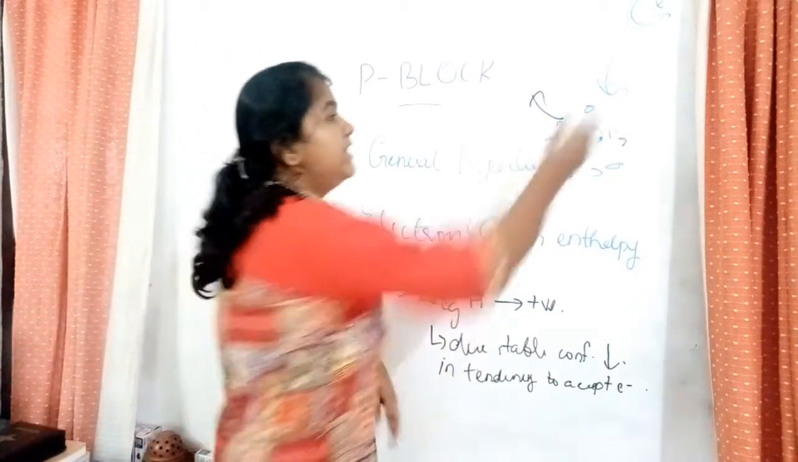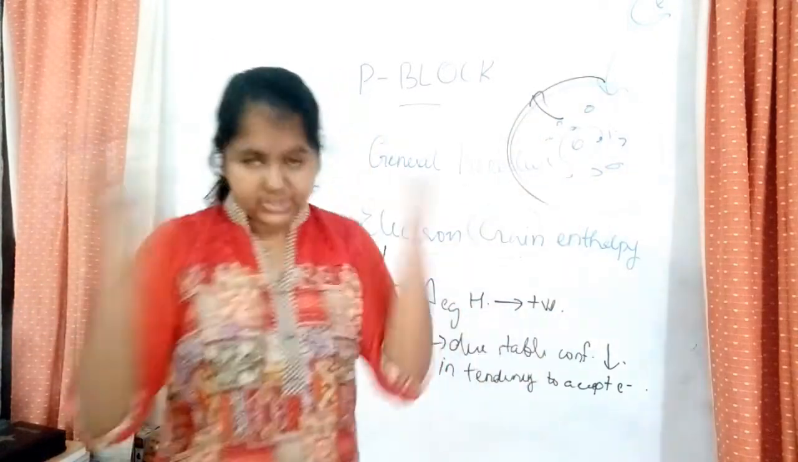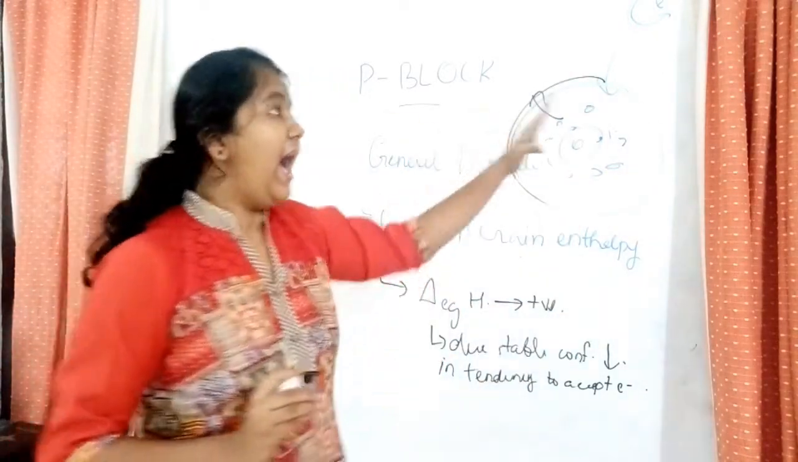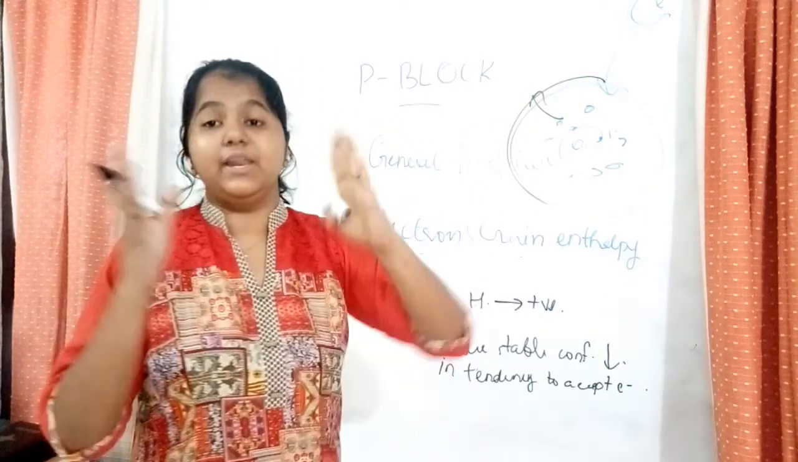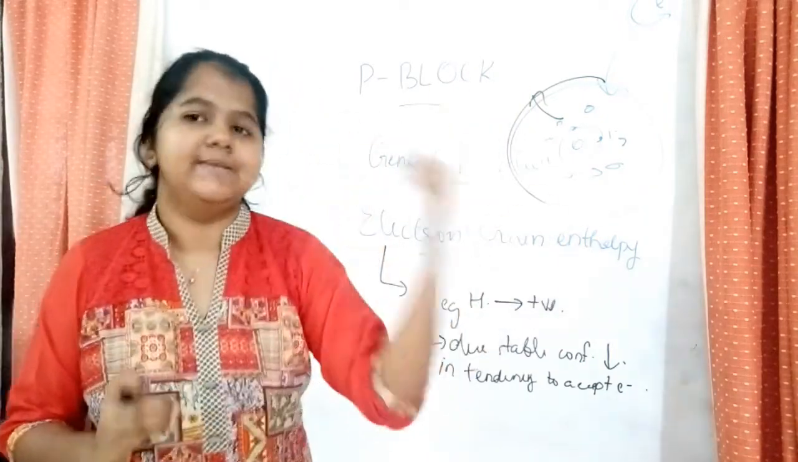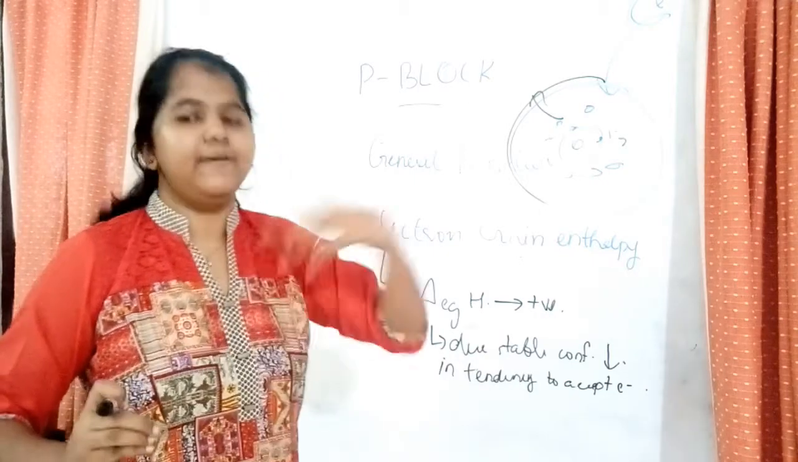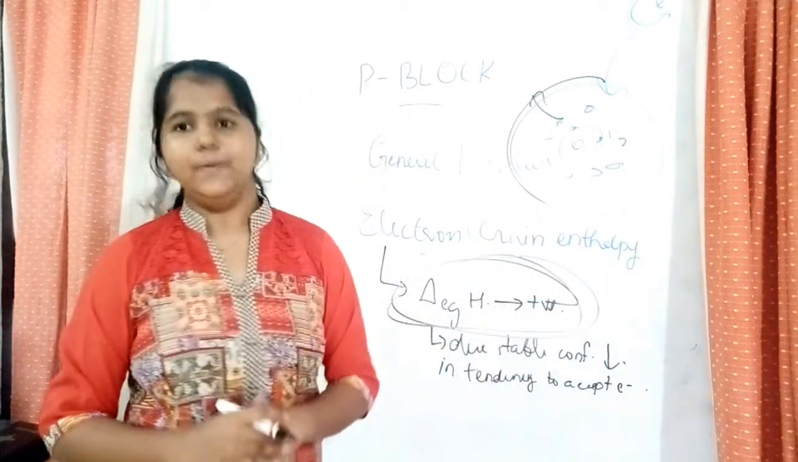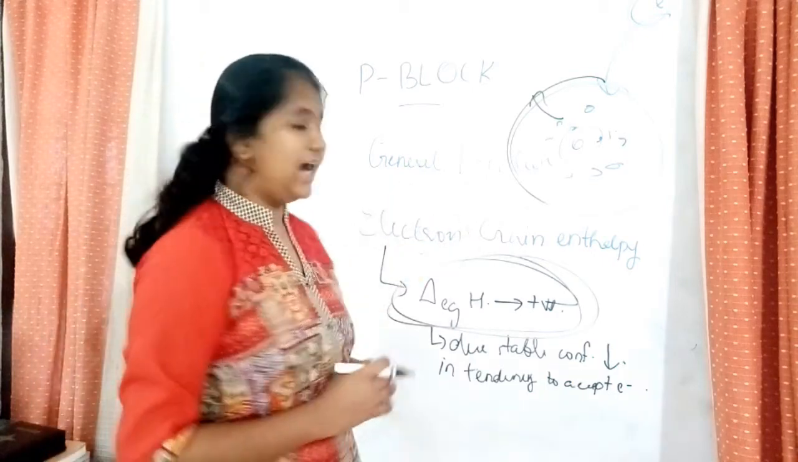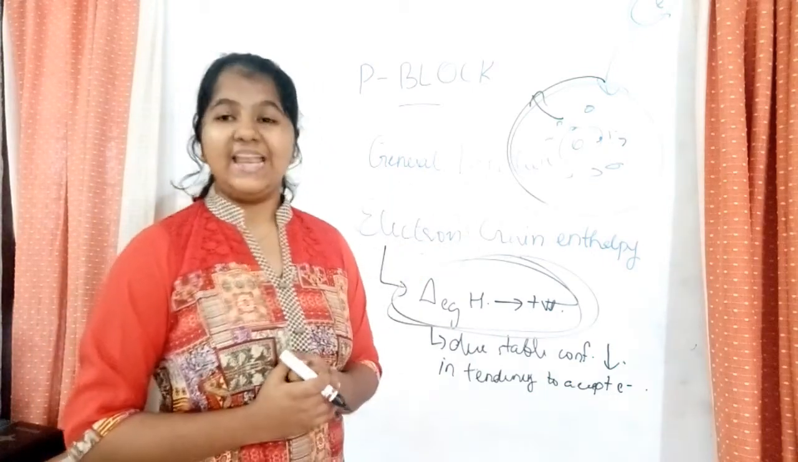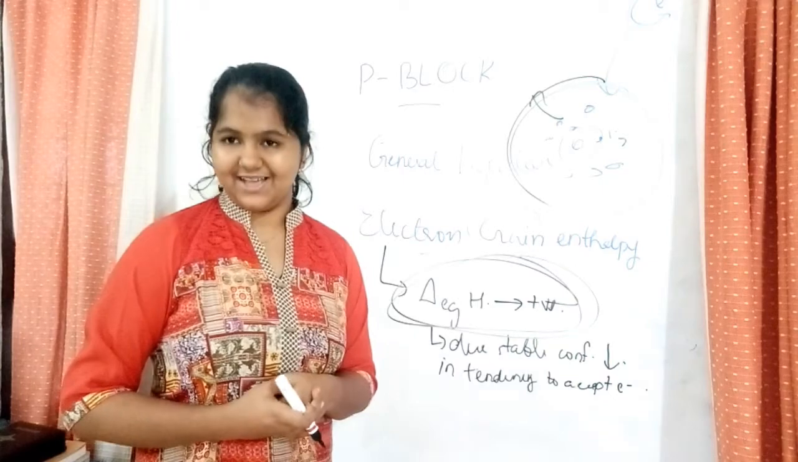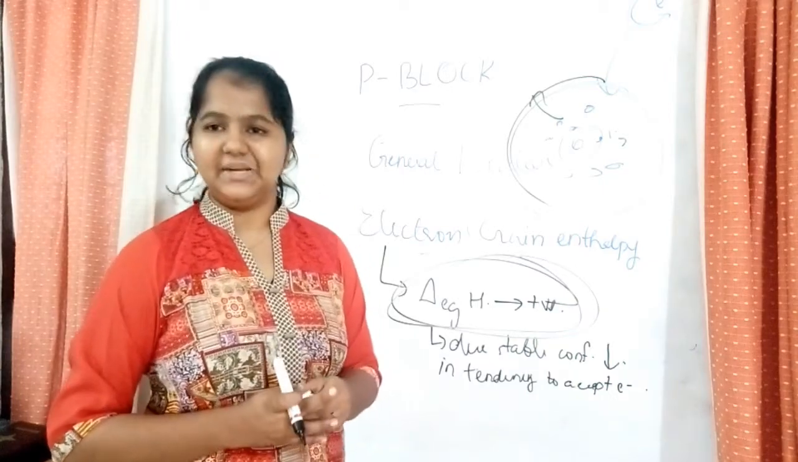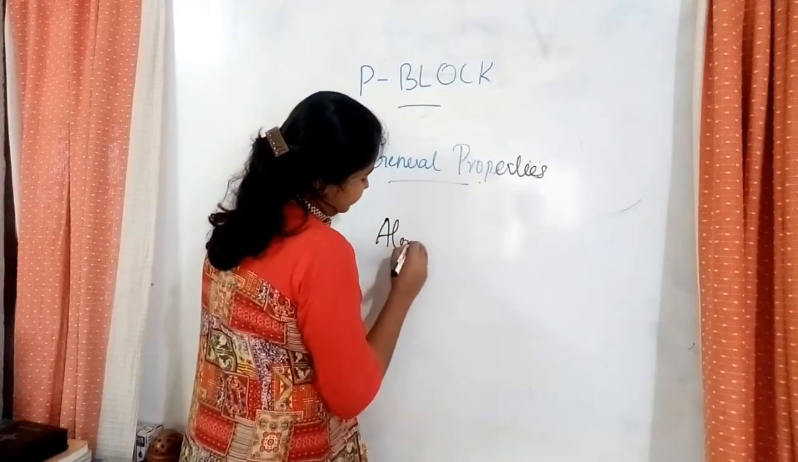they should have another shell for accommodation. And since they are making another shell, there is release of energy. And since release of energy is positive, the delta EGH value is also positive. So that is our third property. And now let's see about atomic size or atomic radii. So let's see what that is. Atomic radius.